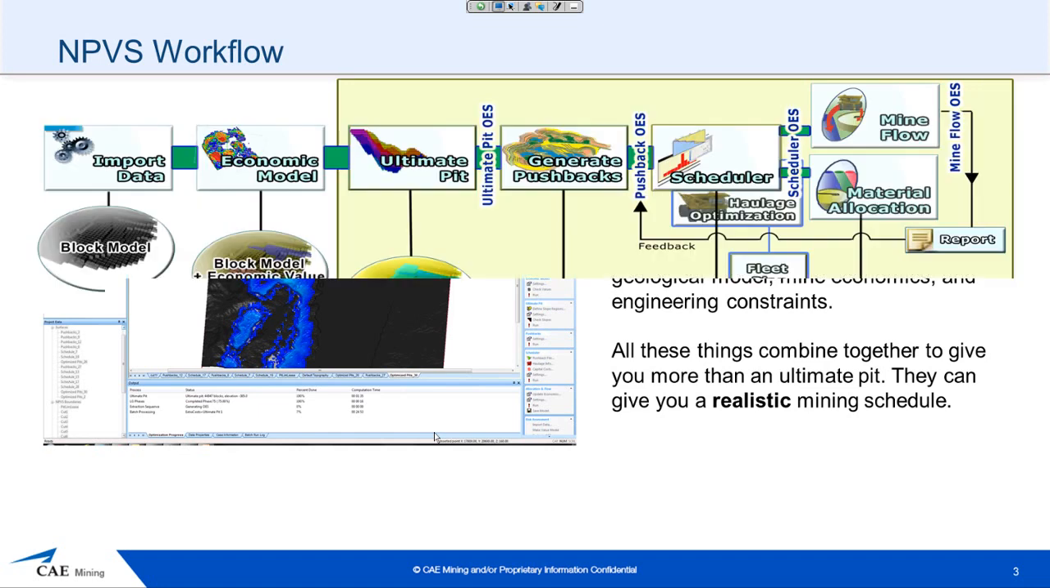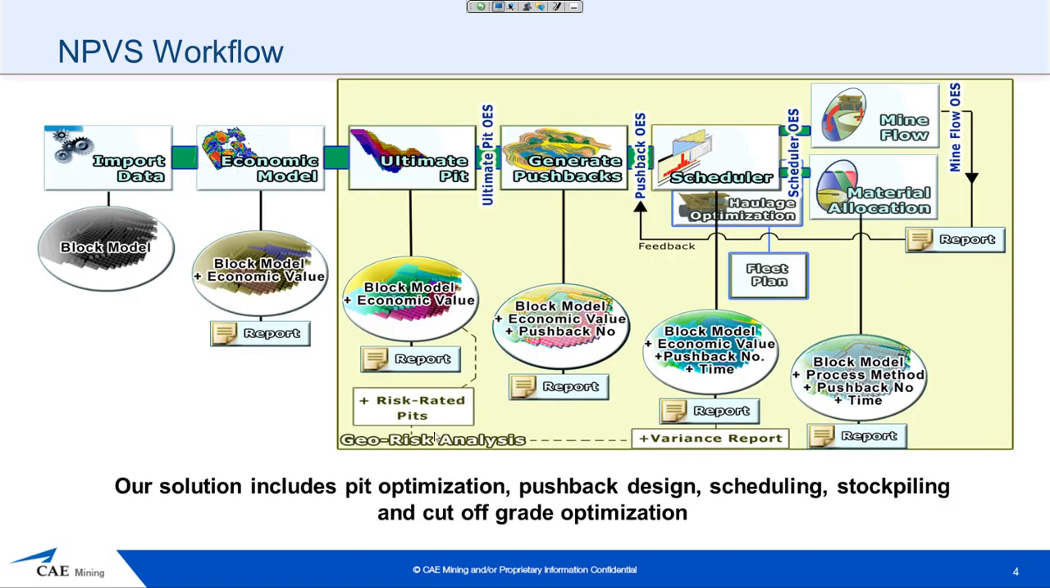This next slide just shows the NPVS workflow, what we do. So first of all, we need to import our data. We set up our economic model, and we generate our ultimate pit from this. Up to this point, this is what you would do in any package that's doing a Lerchs-Grossmann type optimization for open pit. So you'll get an ultimate pit.